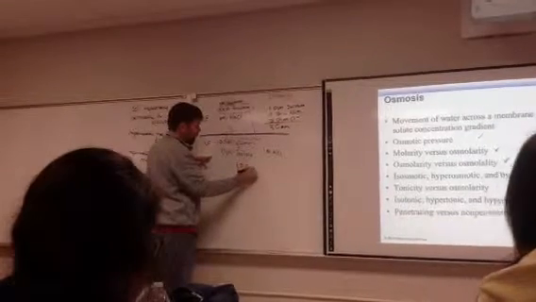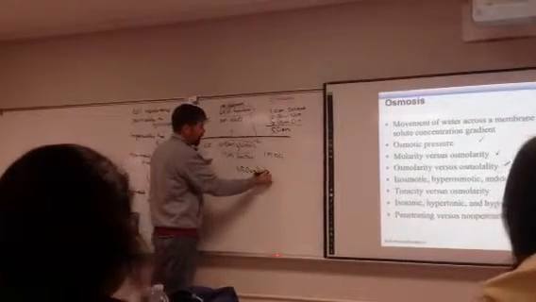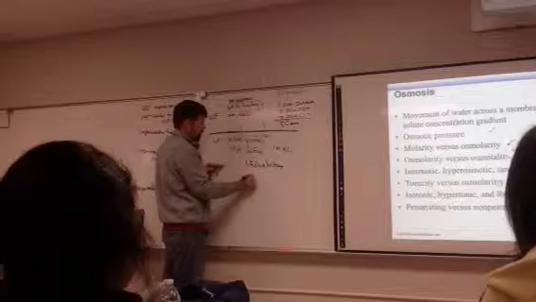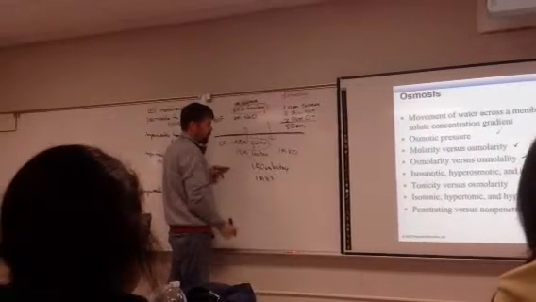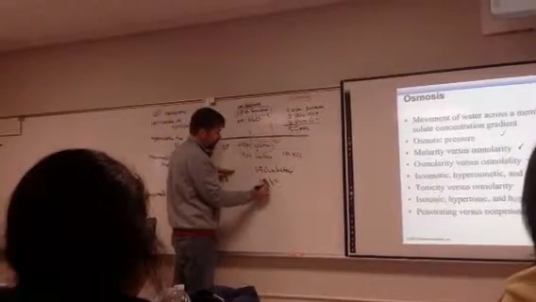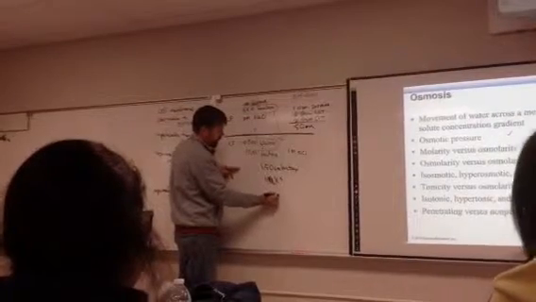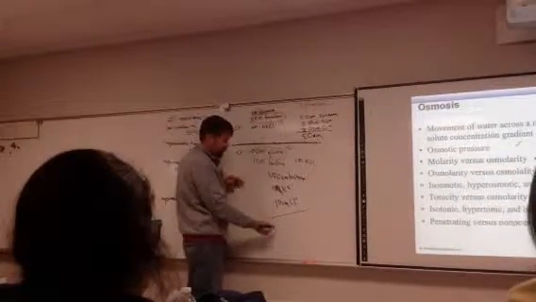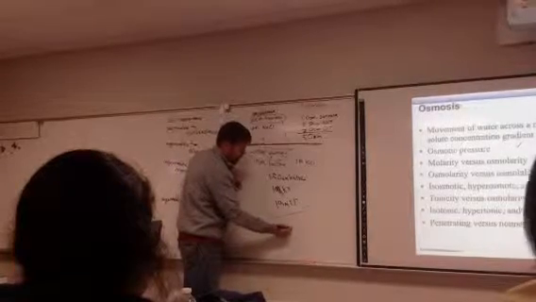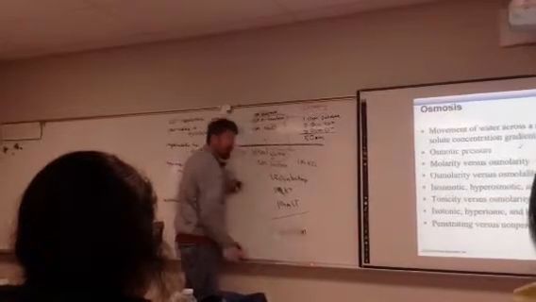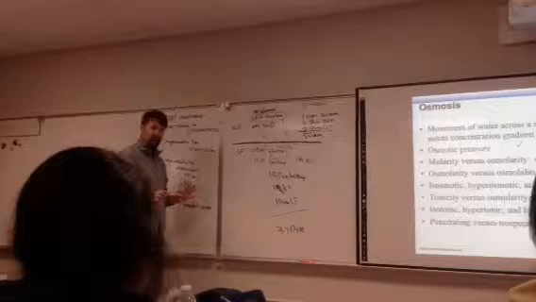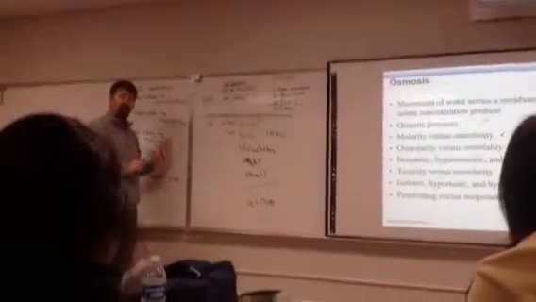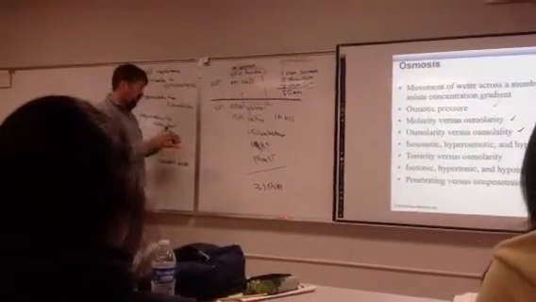1.5 osmolar lactose, 1 molar, 1 osmolar potassium, 1 osmolar chloride. What's our total osmolarity here? 3.5 osmolar. Is there an osmolarity gradient? Yes. One of them is hyperosmolar relative to the other. Which one's hyperosmolar?